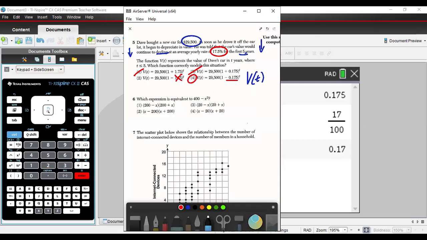Now, the calculator doesn't help you exactly, but it gives you a key piece of information in this whole thing. You have to know what depreciate means. You also have to know what decline means. Once you know that, you know it should be a minus. And so you have two choices. And then in this case, once you know that this is 0.175, then this is your answer.